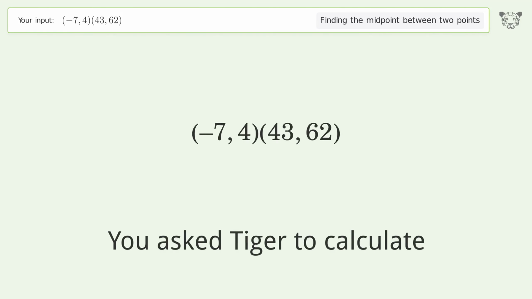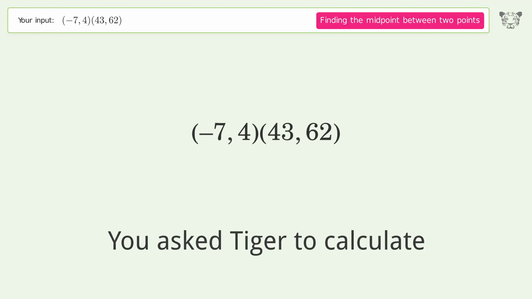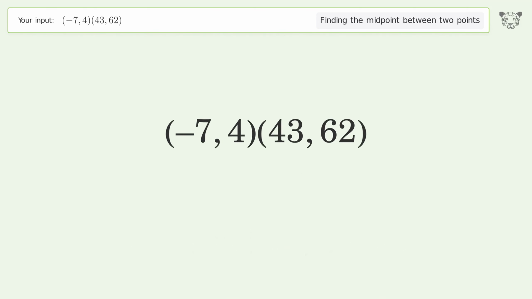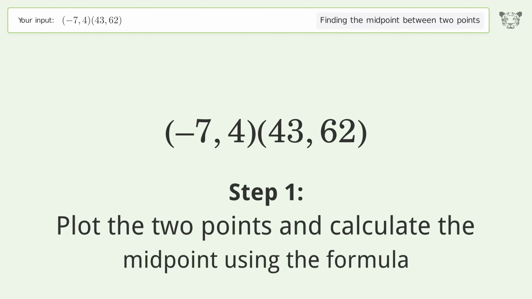You ask Tiger to calculate. This deals with finding the midpoint between 2 points. The midpoint between the 2 points is 18,33. Let's solve it step by step. Plot the 2 points and calculate the midpoint using the formula.